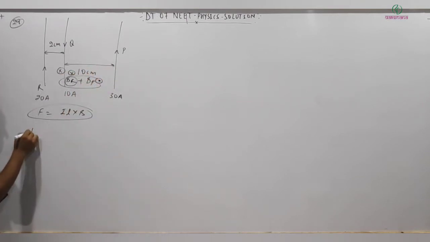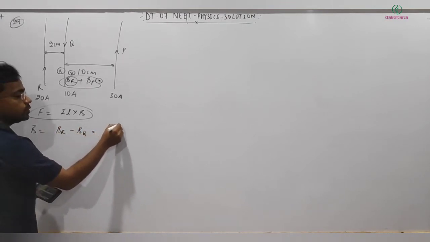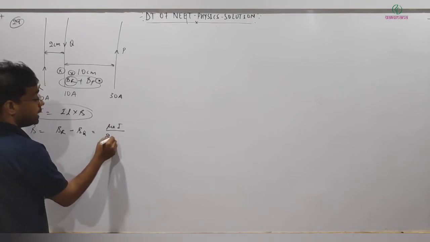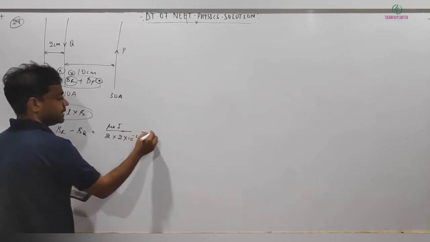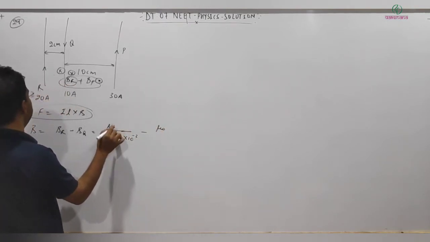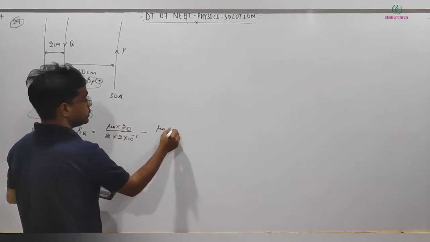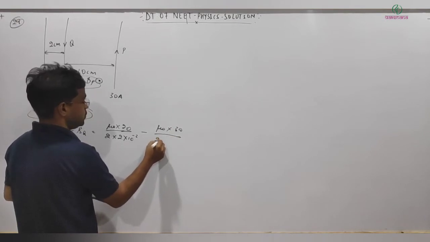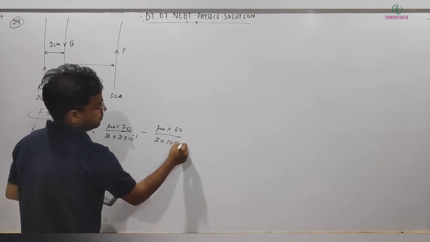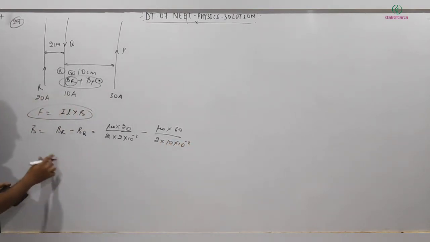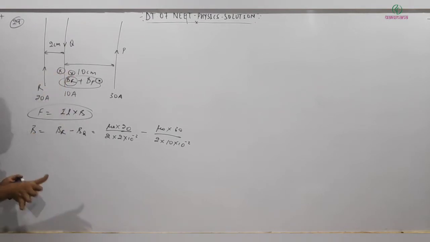So we need to get net B equal to BR minus BQ, that is equal to mu naught into I divided by 2R, that is 2 centimeter into 10 to the power minus 2, minus mu naught into I, which is 30, divided by 2 into R, that is 10 centimeter, so 10 into 10 to the power minus 2. This net B will be net inward, so L cross B gives the force on this in this direction.